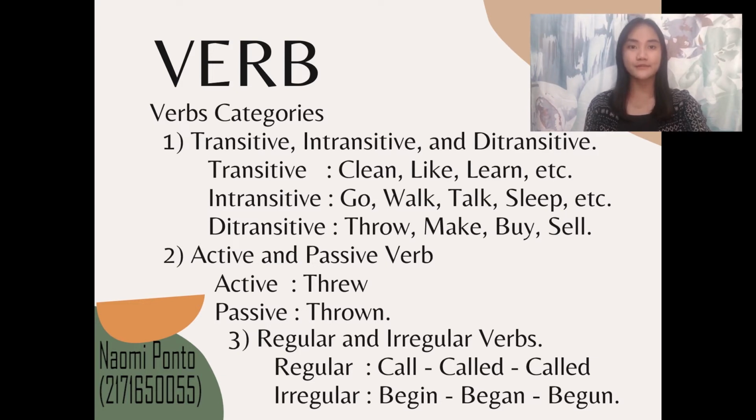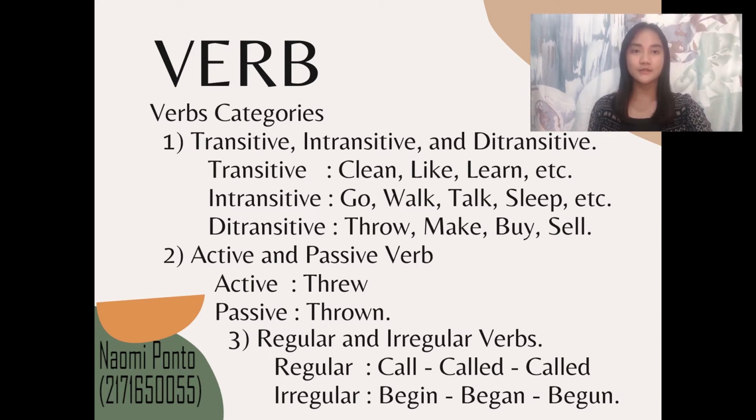Second, active and passive verb. In English, the standard format where the subject performs the action is known as the active verb. However, you can switch around your words to make the direct or indirect object the subject of the sentence, known as the passive verb. For example, Strickland threw the ball to Williams. The active verb is threw. And also, the ball was thrown to William by Strickland. The passive is thrown.